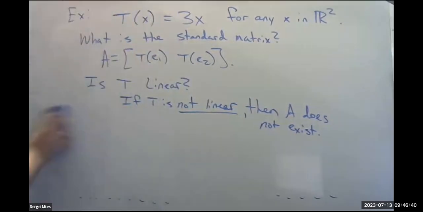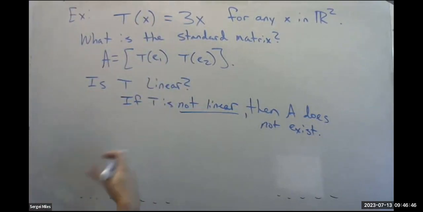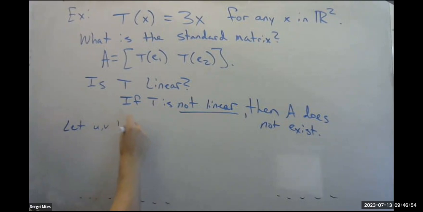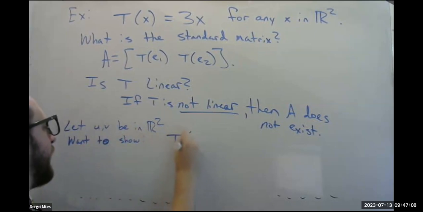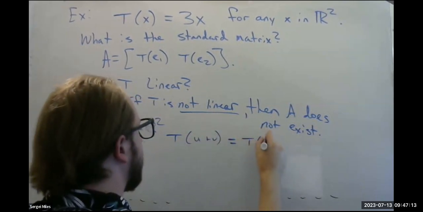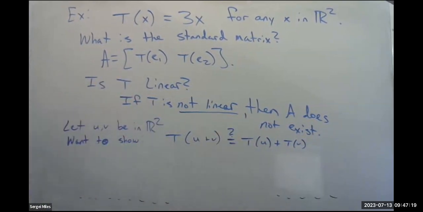Well, now we need to check, can I distribute T over multiple vectors being added together? So let u and v be in R2. These are two different vectors. And we want to show, if I have T of u plus v, can I distribute the T? Can I pull this apart into T of u plus T of v, right? This is the question we're trying to answer now.